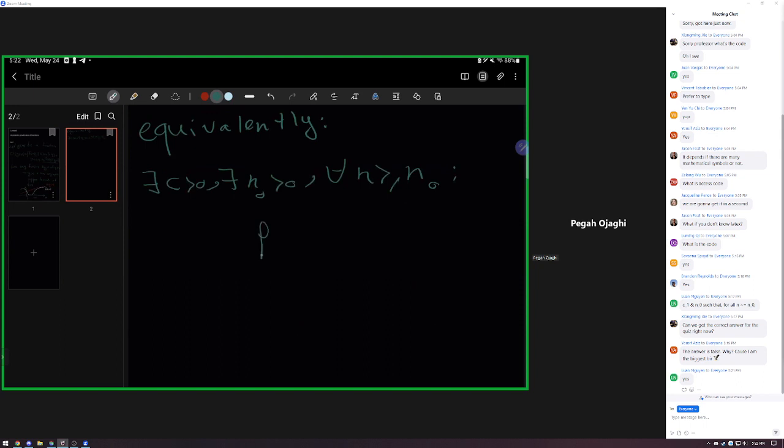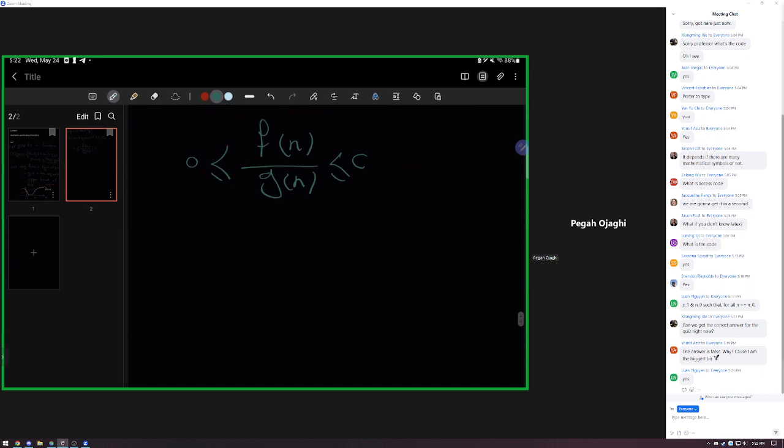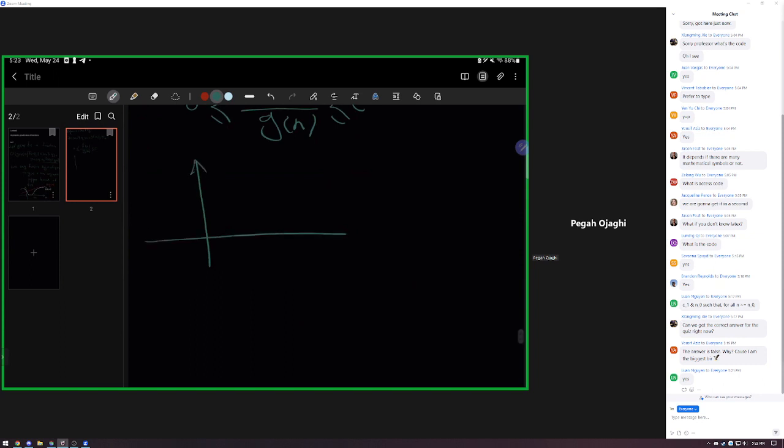What is it going to be? It's going to be f of n divided by g of n is between 0 and c. This is another way to define it. If I give you a question, so you have f of n and g of n, you will find this c and show that c is positive, because based on the definition, c should be positive. And if I want to do the plot again, what's going to happen here?